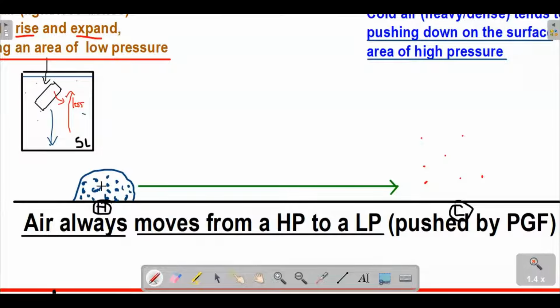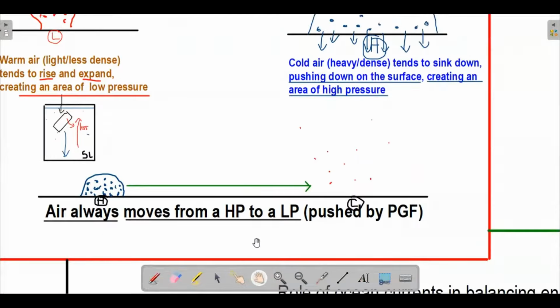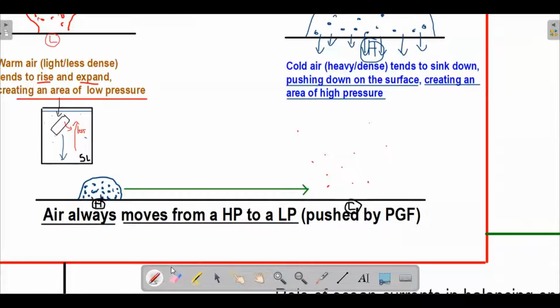There's no space for these particles, and so they prefer to move towards an area where there is a lot of space. And as you can see, guys, we said warm air tends to rise up and expands. So it leaves a lot of space, and so these particles will definitely want to move from an area of high pressure where it is congested, towards an area of low pressure where there are fewer, spaced out particles, if you may put it that way. So there is a force that pushes these guys over here towards those guys over there. And that force, we call it the pressure gradient force.